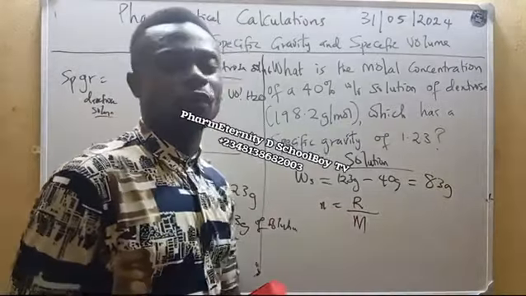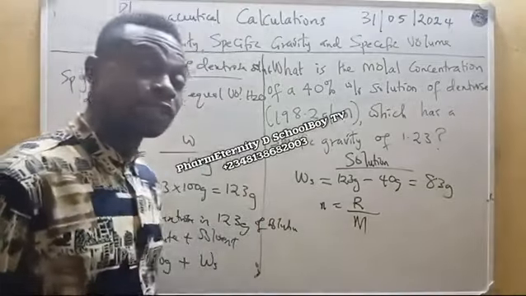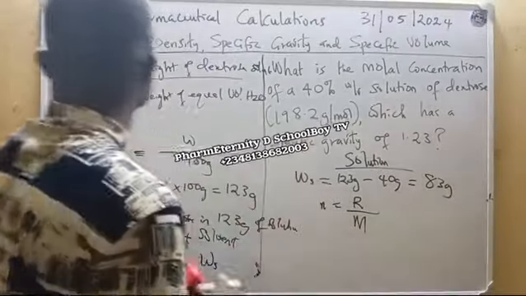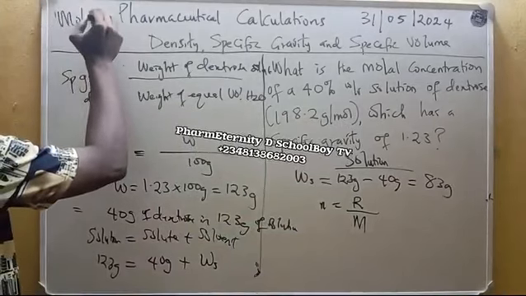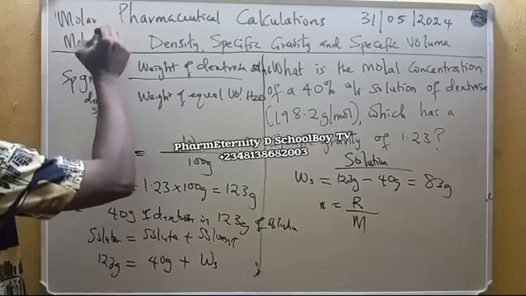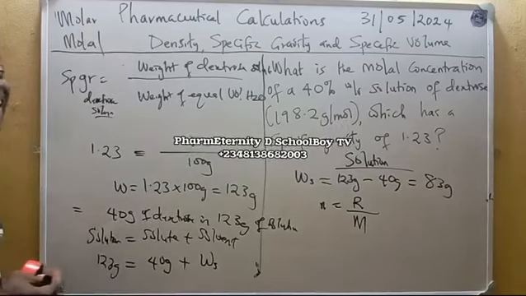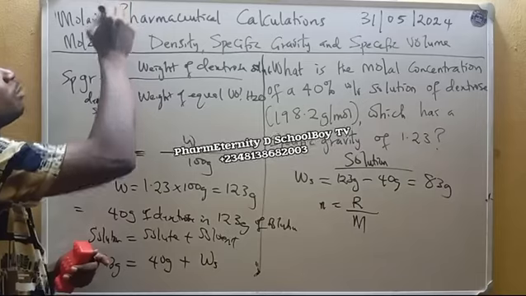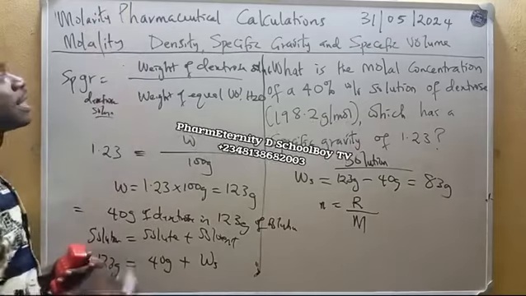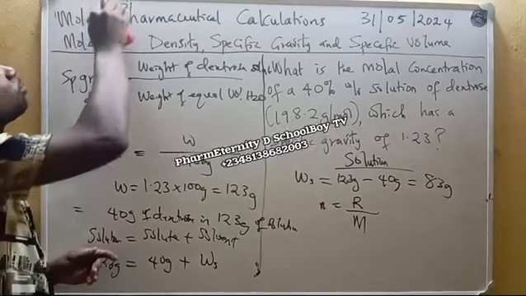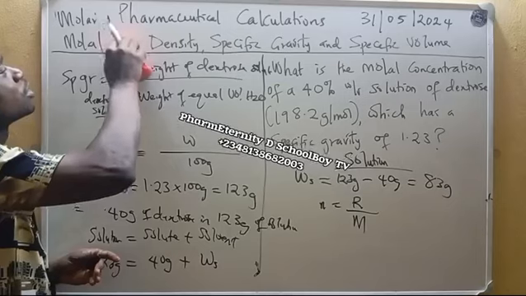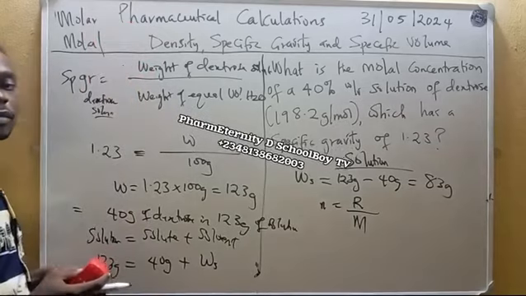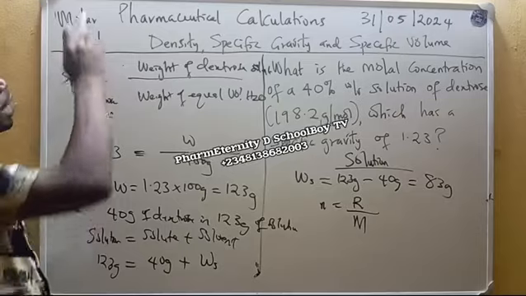Why are we going to this number of moles? Look at the reason. What is molar concentration? Molar concentration, molar. From here we get molarity. So we are told to find what? The molar concentration. They are all concentrations.